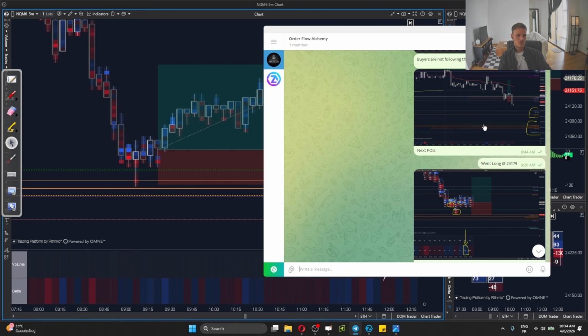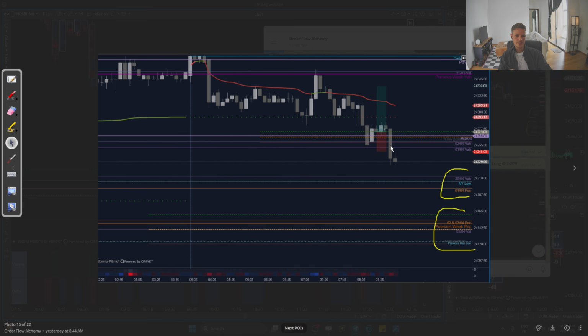So let's look at this. As price was coming, I took a trade here in this area. We had some strong confluence, as you can see. I was not liking what the order flow was doing. The buyers were not stepping in, so I closed at break even, managed the trade immediately.